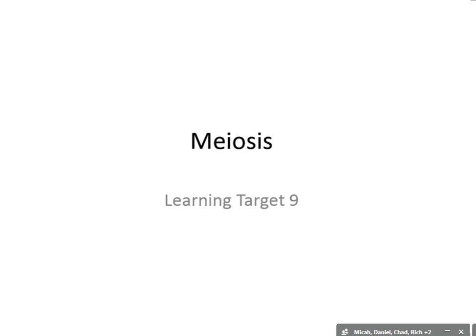This video is on learning target 9, meiosis. This is the beginning of the second section of unit 7 on genetics.